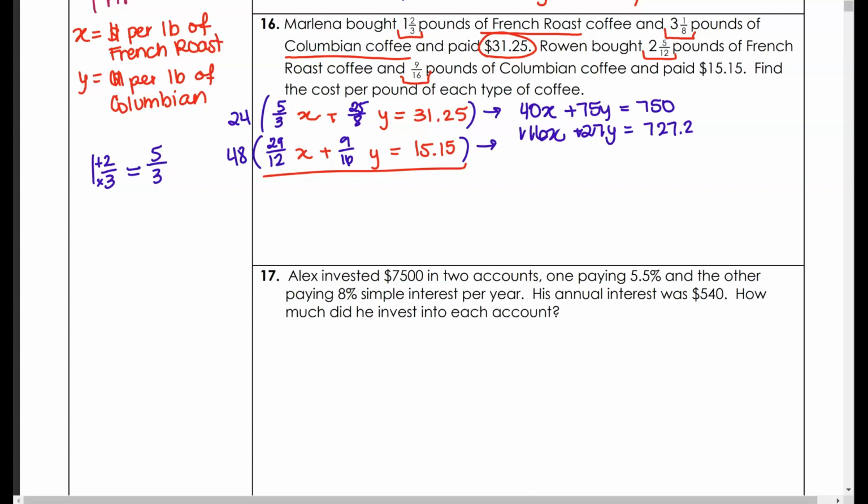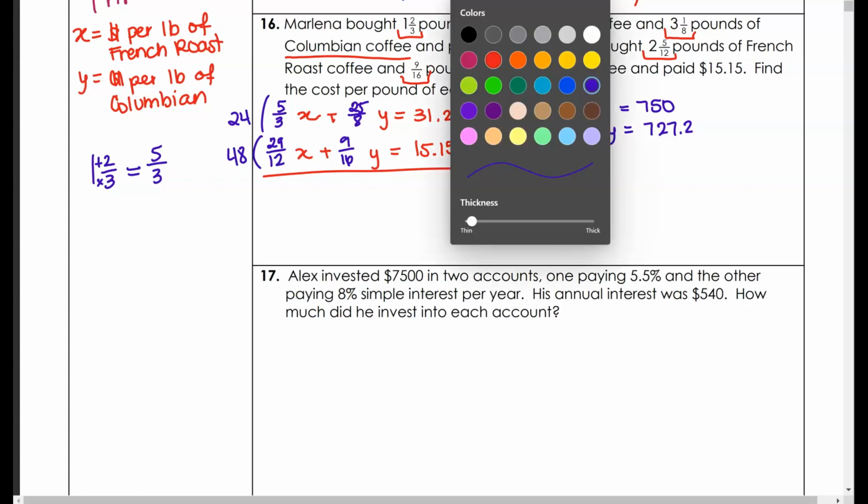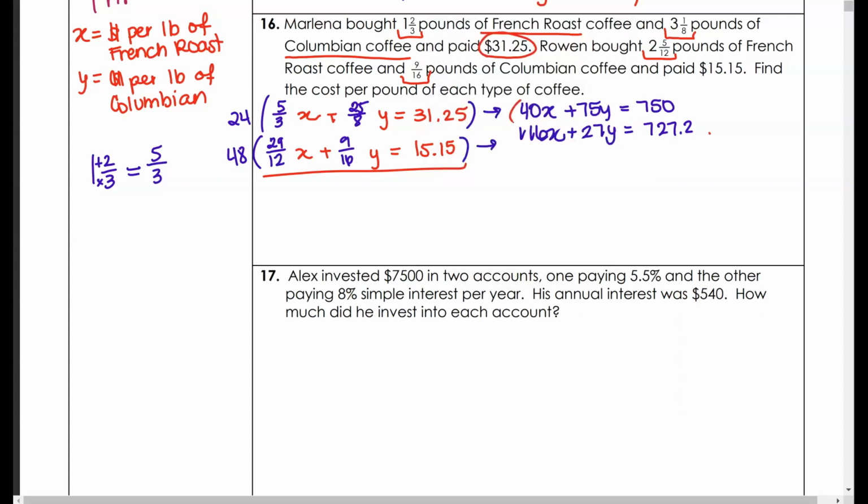So I need to pick one of these variables to get rid of. So I'm going to go ahead and get rid of the y variable. In order to do that, I need to think of 75 and 27. What number do they both go into? And so I'm going to multiply that top by 9. Multiply that bottom by 25.